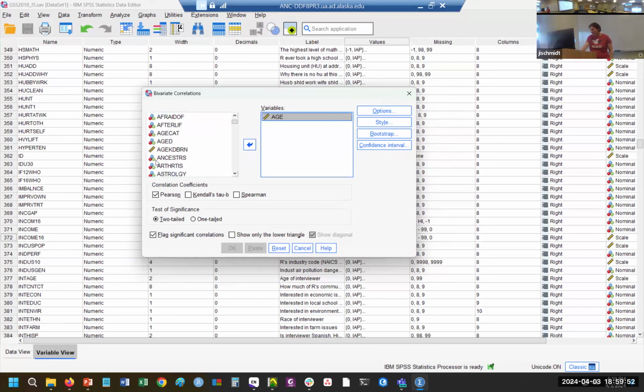All right, and then it was rec income, reclassified income. Okay. All right, and we have the Pearsons checked down here. One thing I would do before we move on with this is go to options.